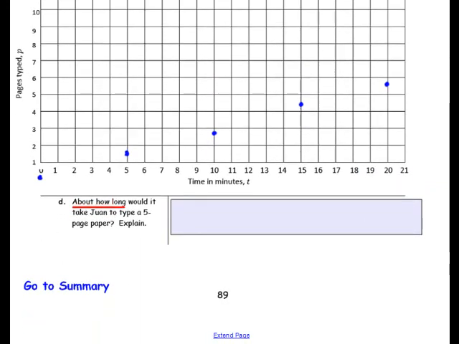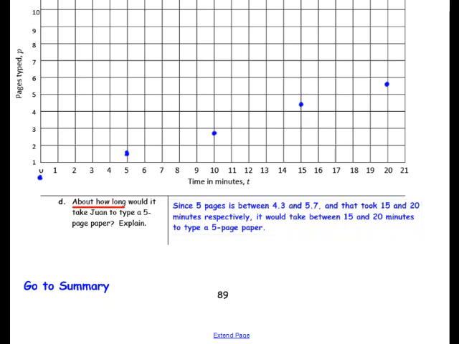Question D. About how long would it take Juan to type a 5-page paper? Now this is estimating. It says about how long. Since 5 pages is between 4.3 and 5.7. Okay, so we have 5 pages right over here. 5 pages is between 15 and 20 minutes. Here's the 15 and 20 minutes that it took. So we're looking at the data over here. It would take between 15 and 20 minutes.